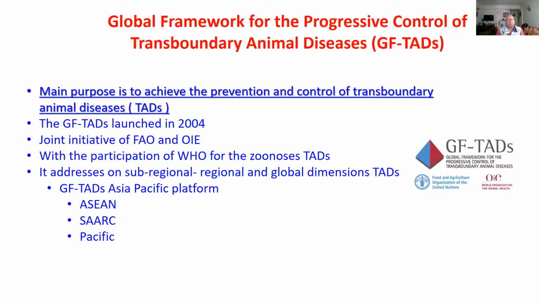And it addresses different regions. There are 6 regions, and I'll not go to any region other than Asia. There are sub-region, region, and global dimensions of TADs. For example, the Asia Pacific platform, and under Asia Pacific there is a separate ASEAN and a separate SAARC. As I told you, there is a CBO network, a laboratory network of 8 countries, and an epidemiology network of the 8 countries. They started developing their SOPs, harmonized strategies together. That is one way of guiding countries on how transboundary animal disease can be controlled.